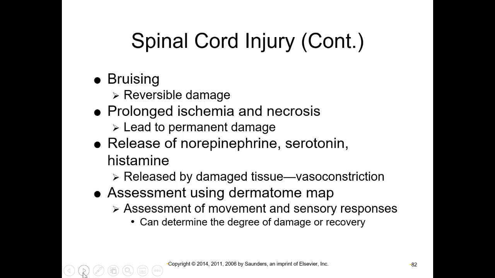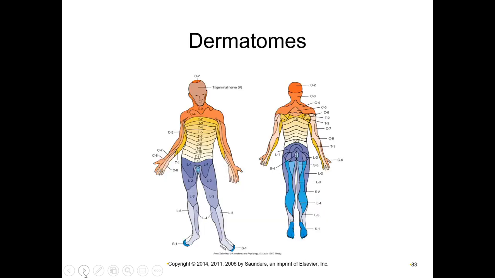You can assess the injury and the severity using the dermatome map. Assess movement, assess sensory responses, what they can feel when you touch. Here are the dermatomes. Along the same line, dermatomes, we talked about shingles. And in that case, the dormant virus follows a dermatome as well, and it will follow one of these patterns.